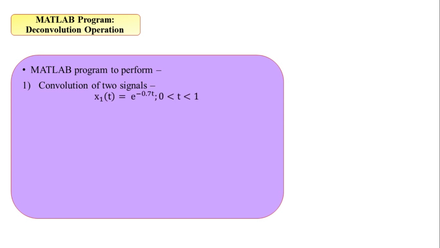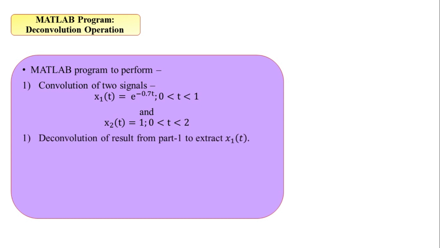So the two signals that have been taken for convolution operations are x1 of t and x2 of t. So x1 of t is specified as e to the power minus 0.7 times t, where t ranges from 0 to 1, whereas for x2 of t the value is 1 and t ranges from 0 to 2 here.